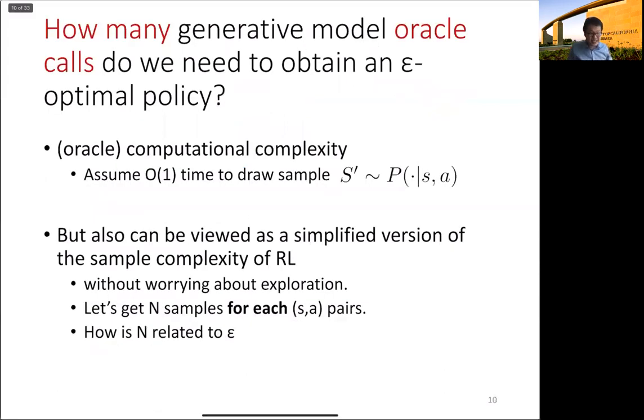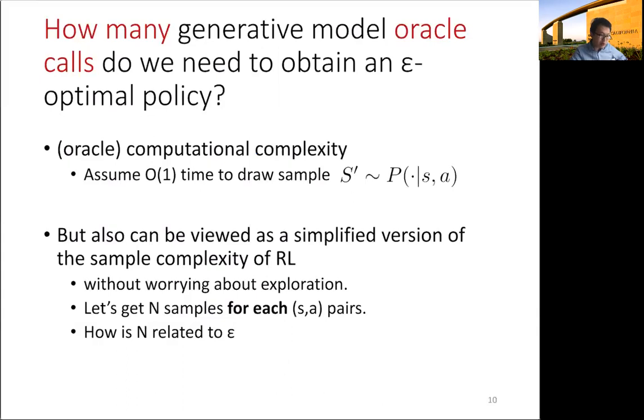Okay, so the key question that we are going to be asking is how many times do we need to call this generative model oracle in order to obtain an optimal policy? I think this slide also addresses your question on whether we're calculating the computational complexity or the sample complexity.